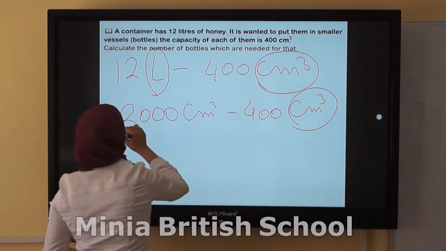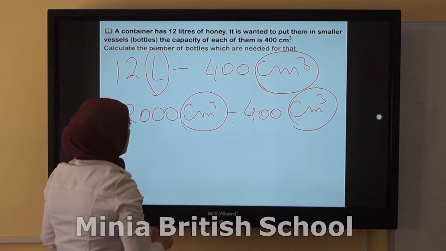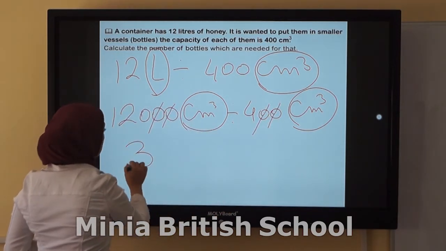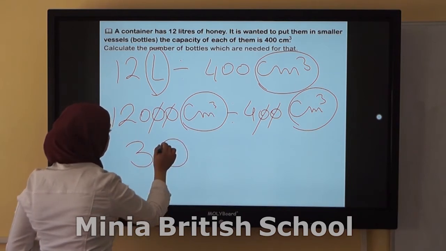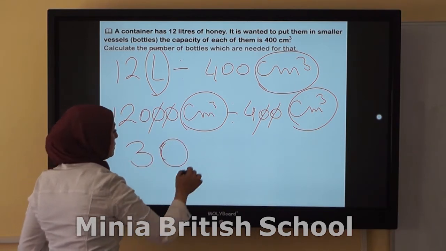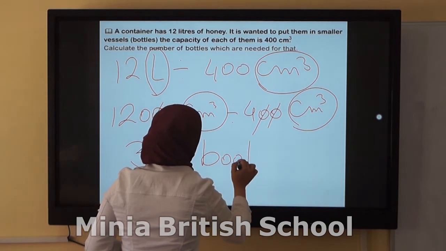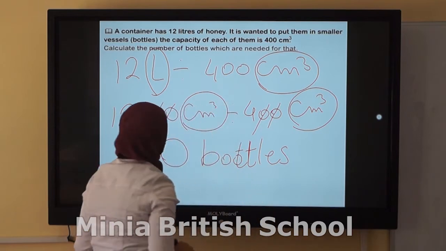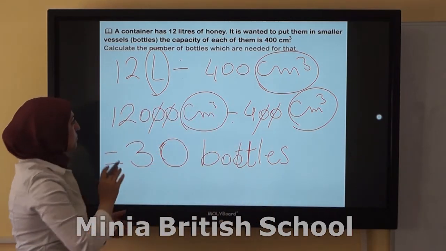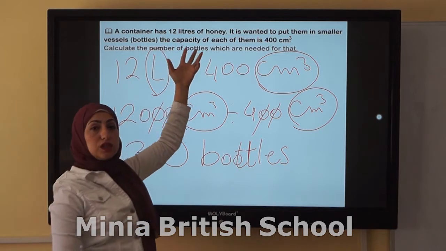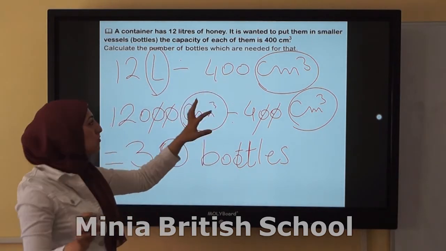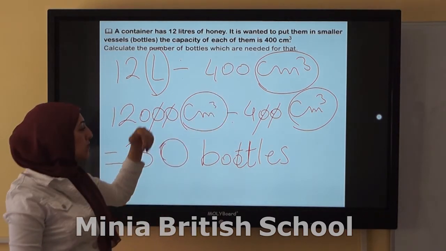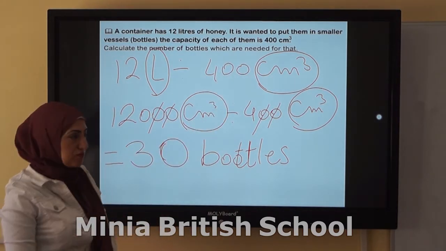Now the units are the same. So 12 divided by 4, 3 and 0. So it will be 30 bottles, okay? So I divide the big amount of honey by the smaller amounts to get the number of the bottles that I need, okay?